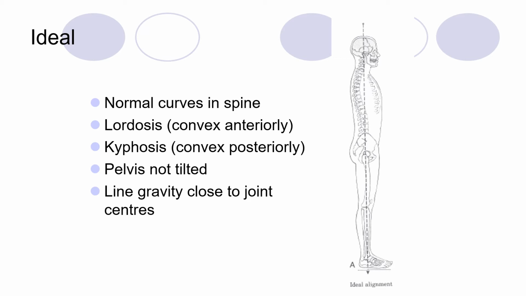Also, in this ideal alignment, your pelvis should not be tilted anteriorly or posteriorly. This means that the anterior superior iliac spine, or the ASIS, is just vertically above the pubic symphysis. Also, the superior surface of the sacrum should be about 30 degrees to the horizontal.